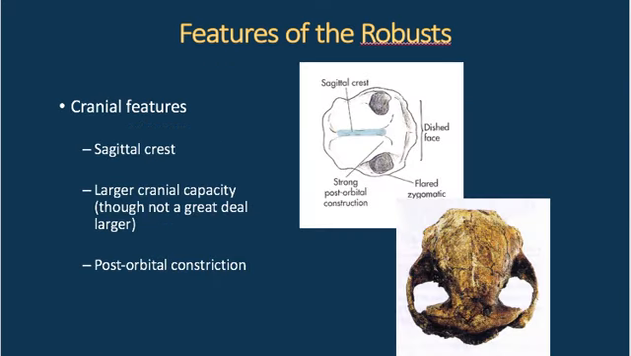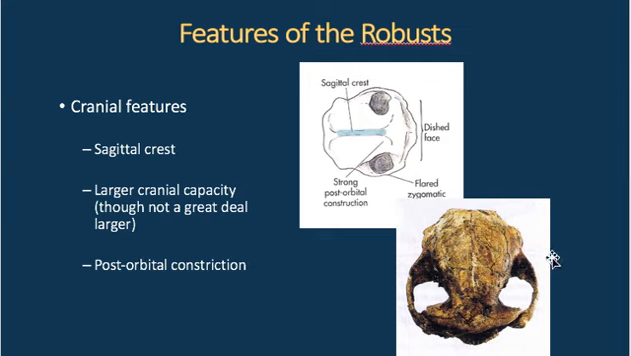Okay, so they have a sagittal crest, they have a larger cranial capacity. Again, we're not talking about a huge brain size increase, relatively small in the scheme of things, but it is a little bit bigger. And we have something called postorbital constriction. The term postorbital means behind the eyes. The term orbital is a reference to the eye socket. So postorbital constriction means that the area directly behind the eye socket is pinched.